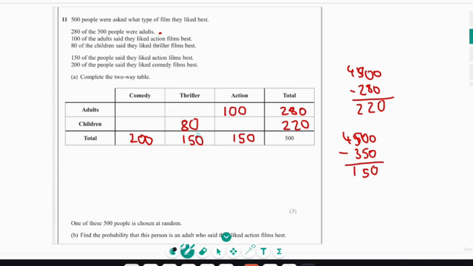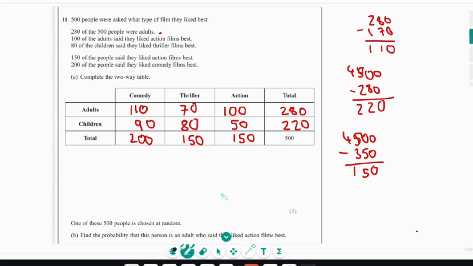Okay, so thriller column, it's got a total of 150. So thriller would be 70. Action column, it's got a total of 150, so this would be 50. Adults, total 280, so you've got 170 so far. 110, and 200 take away 110 is 90.